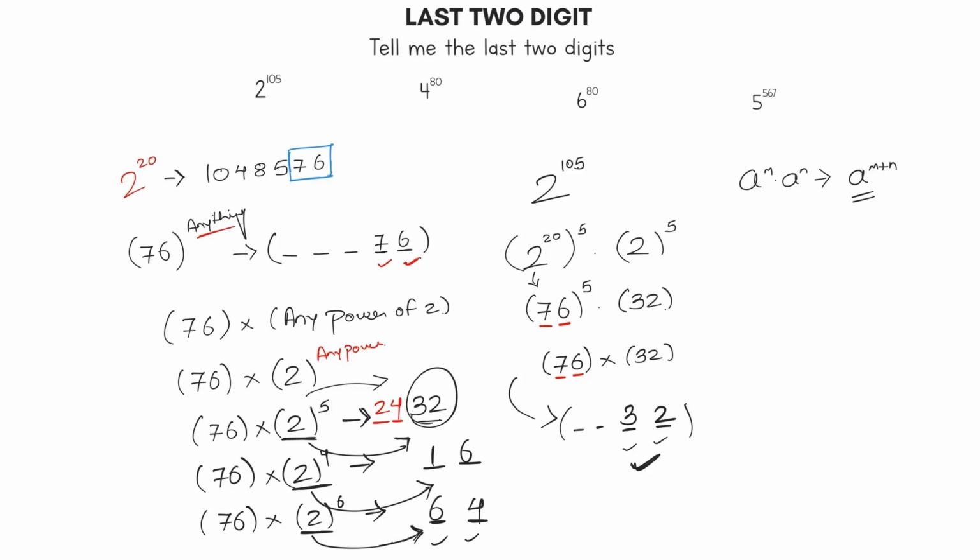Okay, so what did we understand from this? We understood that first of all I need to get 2 raised to 20, last two digits 76. 76 raised to anything, last two digits will be 76, and 76 multiplied by any power of 2, the last two digits will be that power of 2 as an answer. Now let's explore a few more questions in the next videos and understand this method even better.